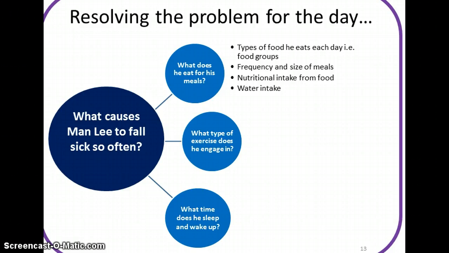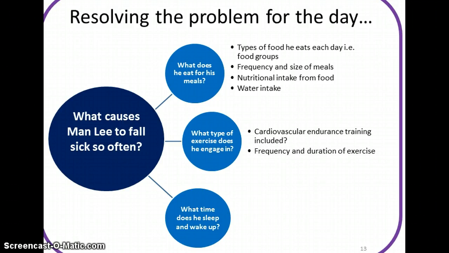So for the first one, you could go and find what type of food he eats, the frequency and size of his meals, and you could also research what the nutritional intake from food is. You could also use the information given from the resource, and of course, what his water intake is and what the recommended water intake is.